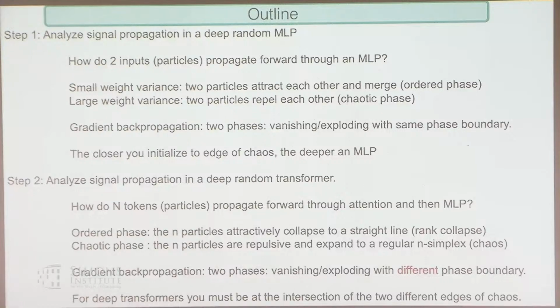And so these regular n simplexes naturally emerge through propagation through random transformers, and I'll show you how that happens. For gradient backpropagation, we also get two phases, vanishing and exploding, but they have a different phase boundary in hyperparameter space than the forward propagation phase boundary. So for deep transformers to train well, you must be at the intersection of these two edges of chaos. Okay, so I basically just told you all the take-home messages for this talk, but now I'll explain to you why these take-home messages are true.